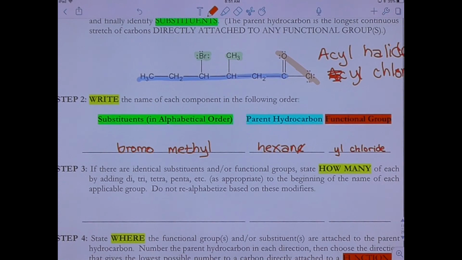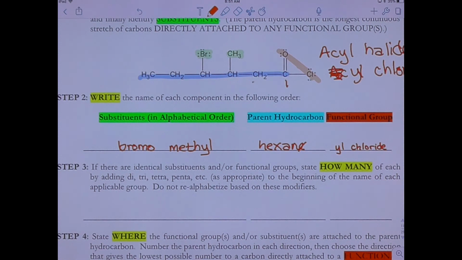Do you have more than one of anything? No? Okay, so now the next step is you want to say where everything is, and you number each direction, giving the lowest number possible to the carbon directly attached to the functional group, remember? So this is happy because it's always going to be the number 1 here. You don't have to struggle with numbering like you did last semester. Okay, and you write the numbers out front.